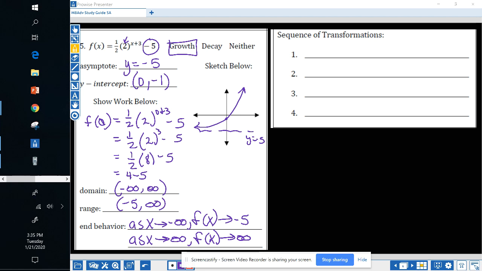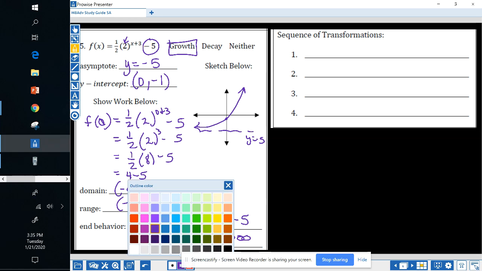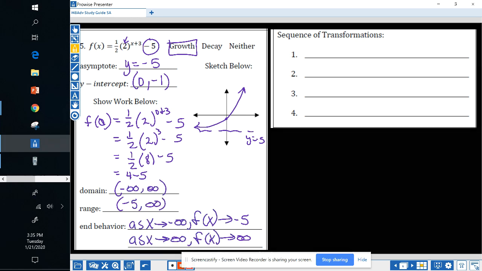F of x goes forever up. When we do our order of transformation, it's just like order of operations. So we are going to look at the exponent part first. So we're going to do this first. So x plus 3, we think the opposite, counterintuitive. We usually would think that means plus 3 would go to the right, but in this case, we go to the left. So we're going to say 3 left.